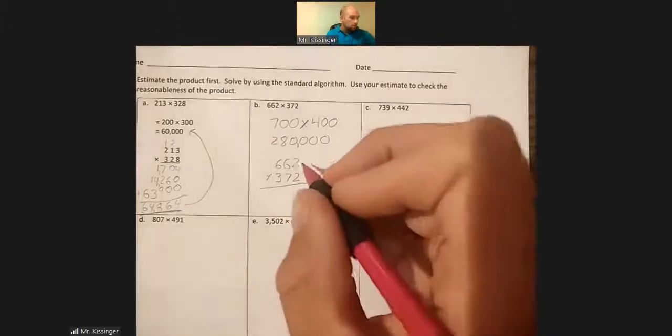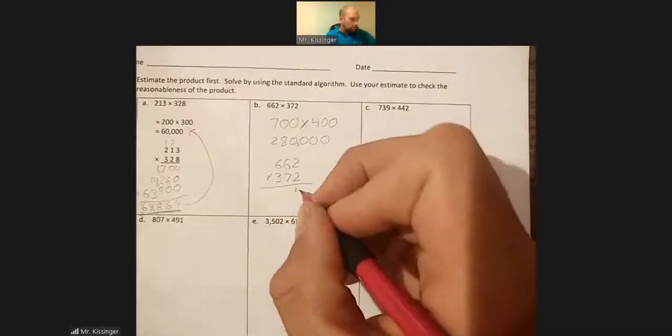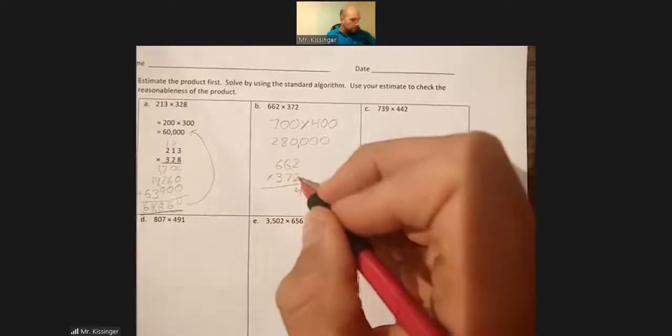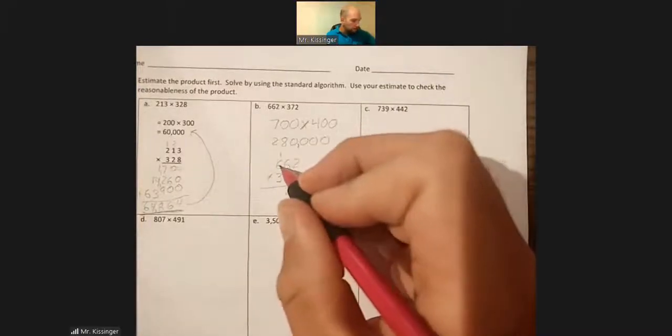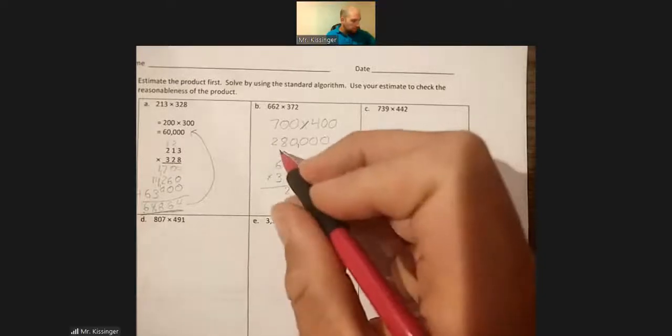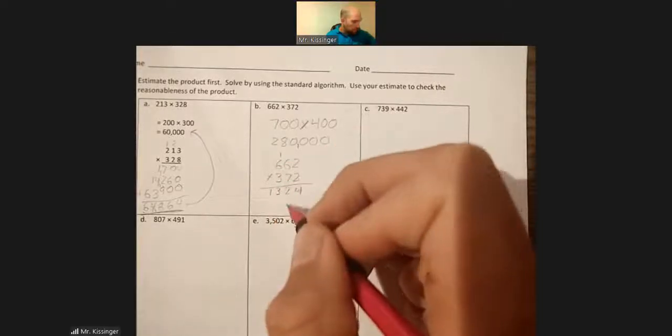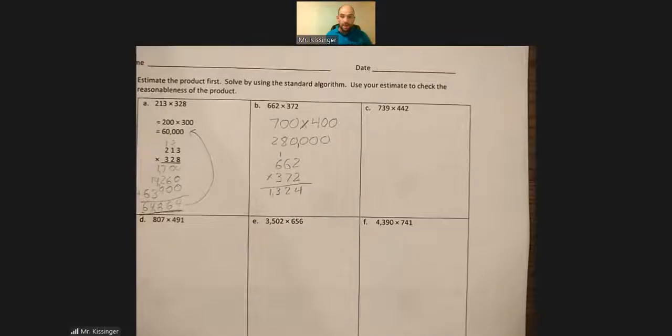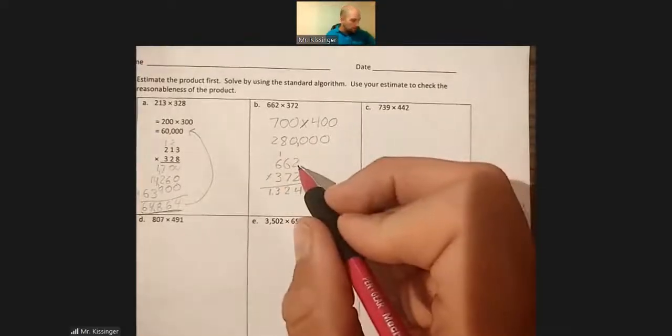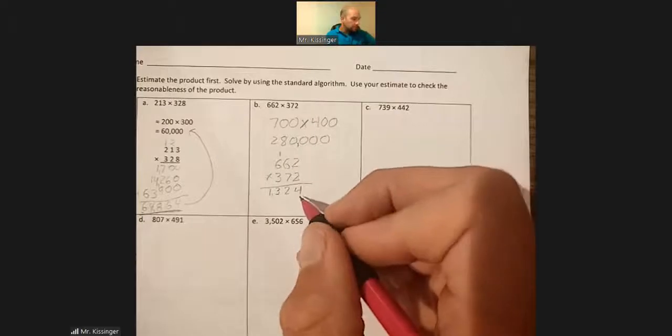So let's start with 662 times 372. We'll use our standard algorithm. 2 times 2 is 4. 6 times 2 is 12. Carry our 1. 6 times 2 is 12, but we have to add one more up here. So we get 13. We got 1,324. Now we're going to multiply everything by 7, but it's actually going to be 70.